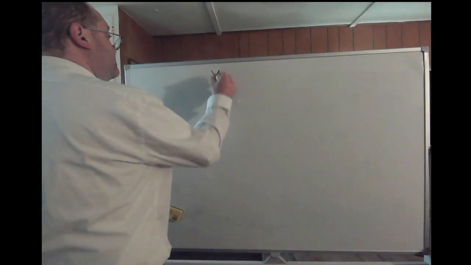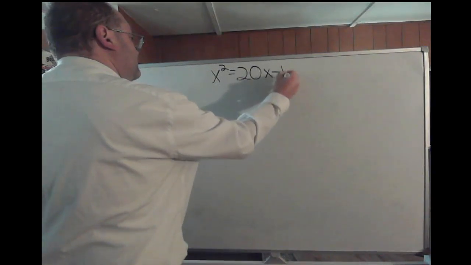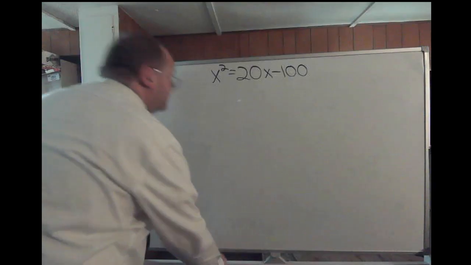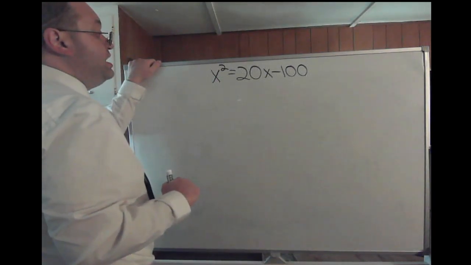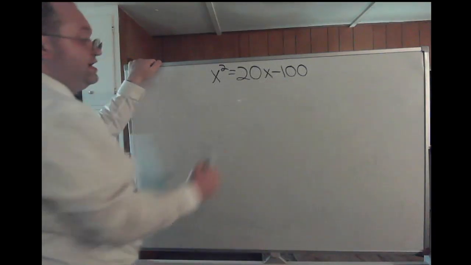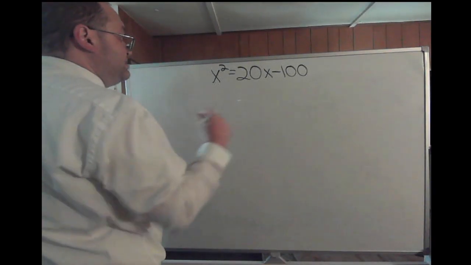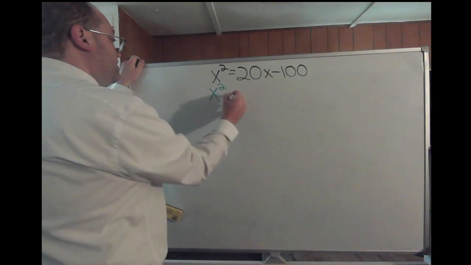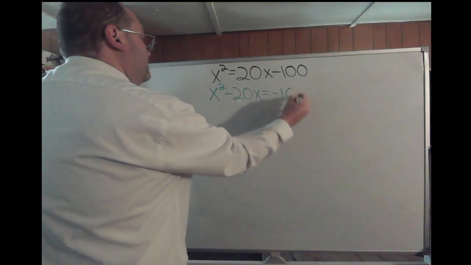Alright, we got x squared equals 20x minus 100. Well, we got one thing going right for us. We have the x squared on the left-hand side. That's good. Now, we want to get the 20x minus 100 out of the right-hand side, make that equal to 0. Let's do this a step at a time. Let's subtract 20x from each side. If you do that, you would get x squared minus 20x equals negative 100.